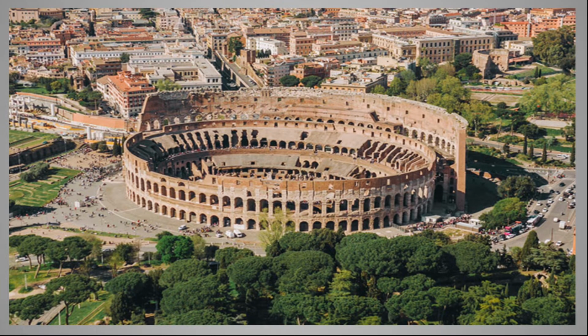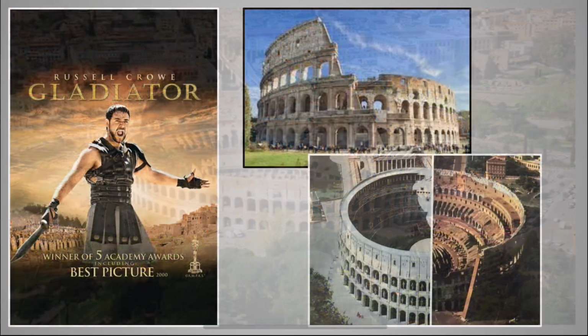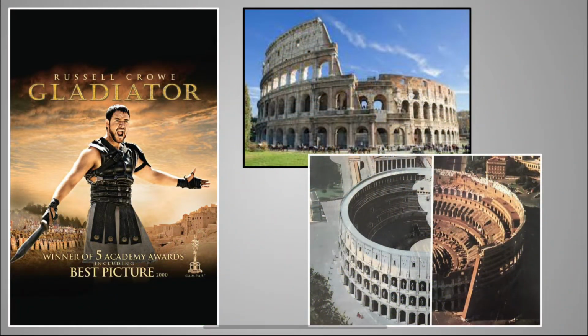One of these structures is a very well-known structure that was actually the setting to a very popular 2000s film called Gladiator. The Colosseum in Rome is this massive oval-shaped building that is roughly 190 meters long and 155 meters wide, with a total height of 48 meters. The Colosseum was completed in 80 AD, which makes the famous tourist attraction close to 2,000 years old.